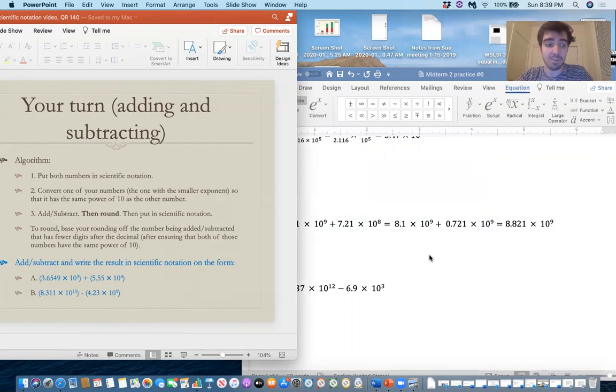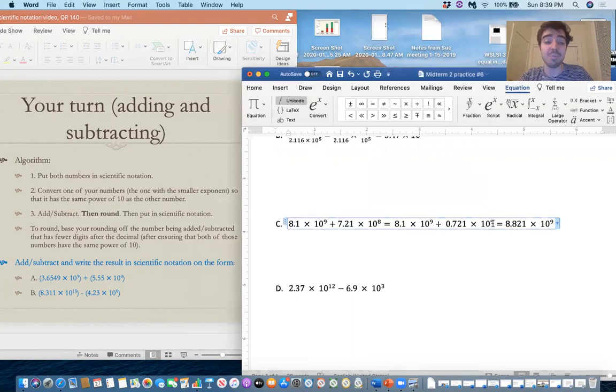All right, so to round, we need to backtrack to the instance right before we were about to add these two numbers. So back here, right, when they had the same powers, this is what we're going to do our rounding based off of. This number goes out to 1 place after the decimal. This one goes out to 3 places after the decimal. So we're going to round to the less precise one. We're going to round to 1 place after the decimal. We will round to 8.8.